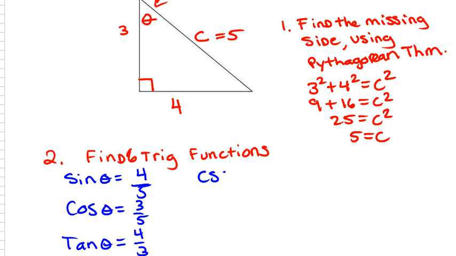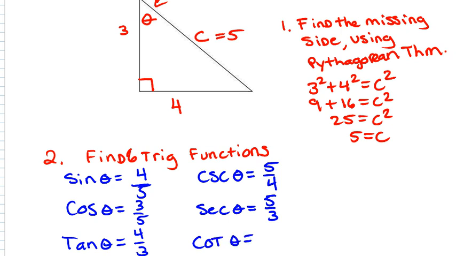Now, for the cosecant, remember, it's the reciprocal of the sine. So you could either do hypotenuse over opposite, or you could just take the reciprocal of 4/5 and get 5/4. The secant is the reciprocal of the cosine. So you could either do hypotenuse over adjacent, or you could just take the reciprocal of the cosine, which is 5/3. And cotangent is the reciprocal of the tangent, and so that would be 3/4, or adjacent over opposite.